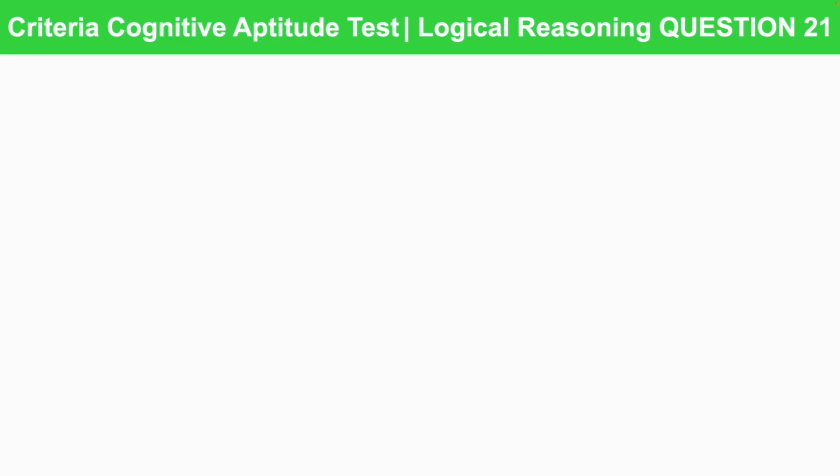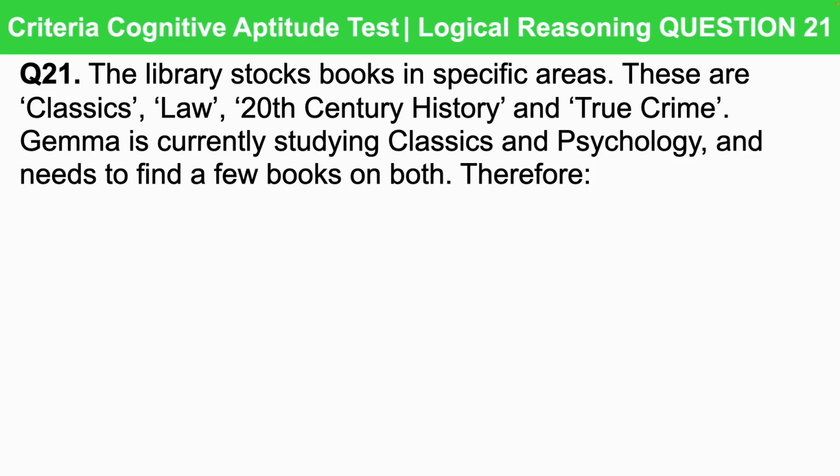Let's give this another go. Question 21 is this. The library stocks books in specific areas. These are classics, law, 20th century history, and true crime. Gemma is currently studying classics and psychology, and needs to find a few books on both.